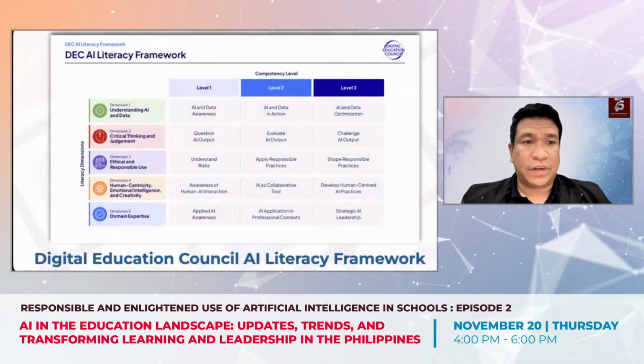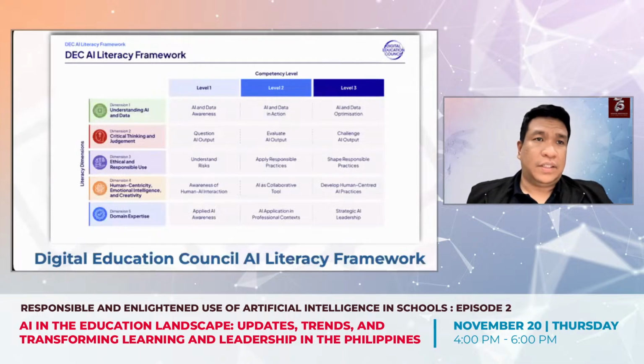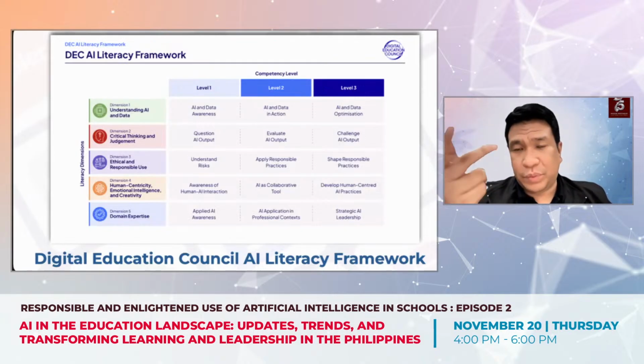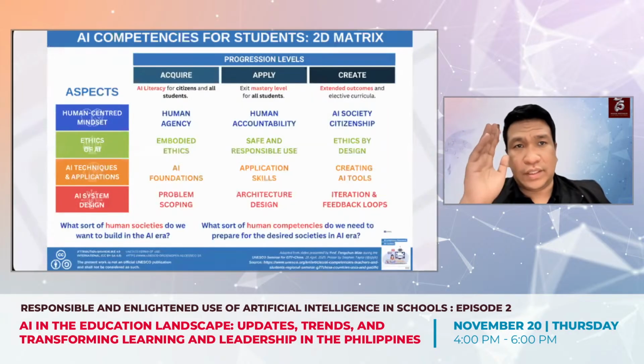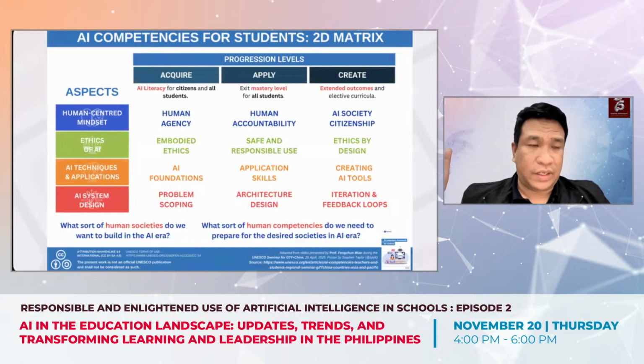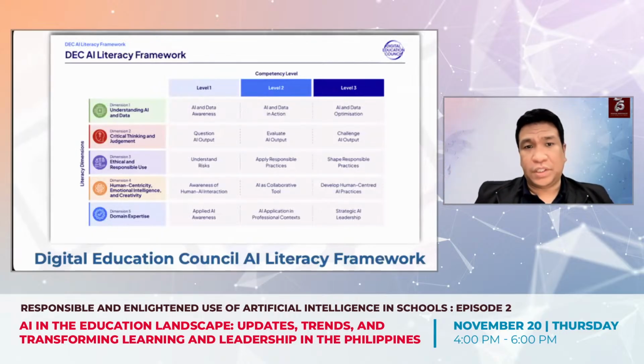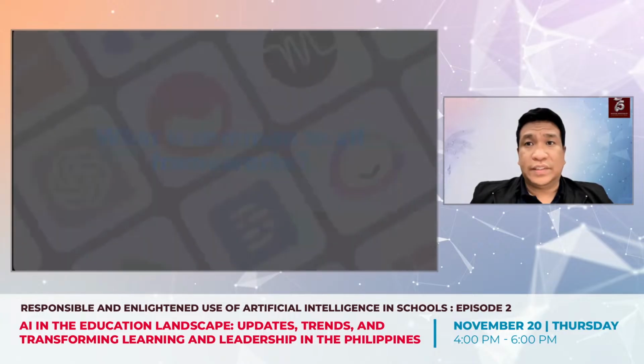You would see this from the DEC AI Literacy Framework, very similar. It's a combination of both, no? Very similar with UNESCO. There are levels or depth of knowledge, but at the same time, you could see the different areas as well. So there are a lot of frameworks. These are global frameworks. But what is common to these frameworks?